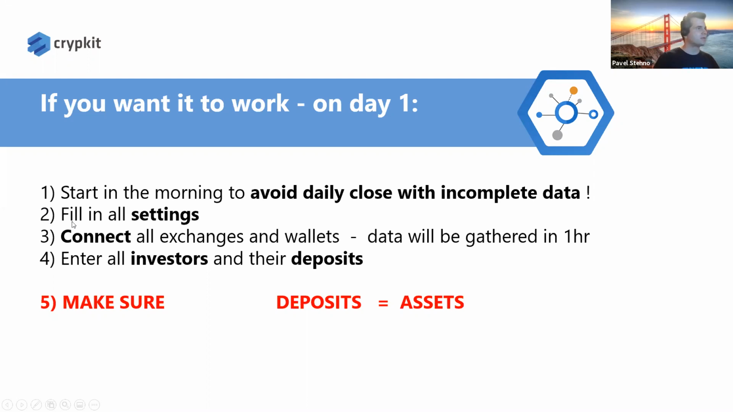So you should fill in all the settings in your Crypkit Fund product. I will show this in a live demo in a moment. You should connect all exchanges and wallets, and then data will be gathered in about just 1 hour, and then it will be updating itself in real time. So everything is automated in Crypkit, but for the first connect, you should allow some time for the system to gather your data. And lastly, you enter all investors and add their deposits.